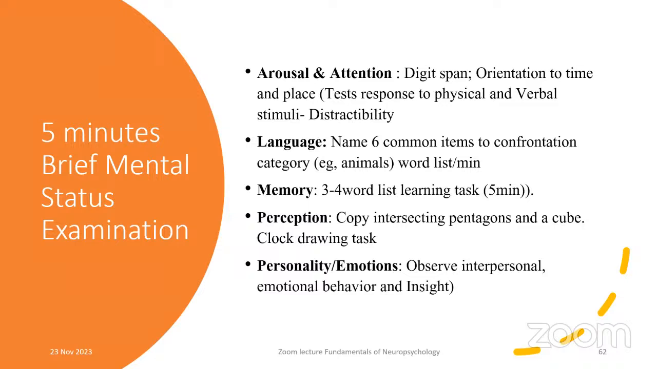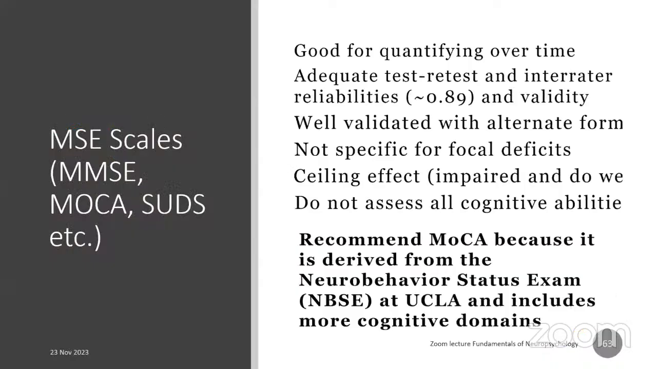Copy increasing pentagons and a cube. The clock drawing test will give you an idea of perception difficulties. And for personality and emotions, observe interpersonal emotional behavior and insight. So the MMSE, MoCA, and scales are good for quantifying over time. Adequate test-retest and inter-rater reliabilities are there, more than 0.89, and they are well validated with alternate forms.